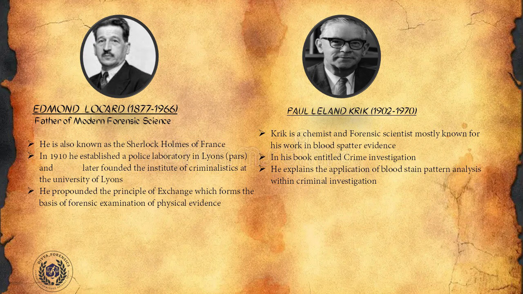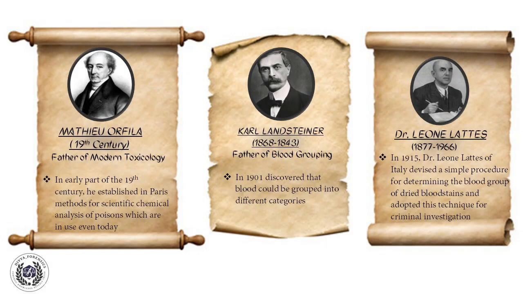And Paul Kirk. Paul Kirk was a leading forensic scientist known for his work on bloodstain pattern analysis. His book, Crime Investigation, explained how blood evidence can reveal what happened during a crime. Mathieu Orfila is the father of modern toxicology. He developed scientific methods to detect poisons in the body which are still used today.